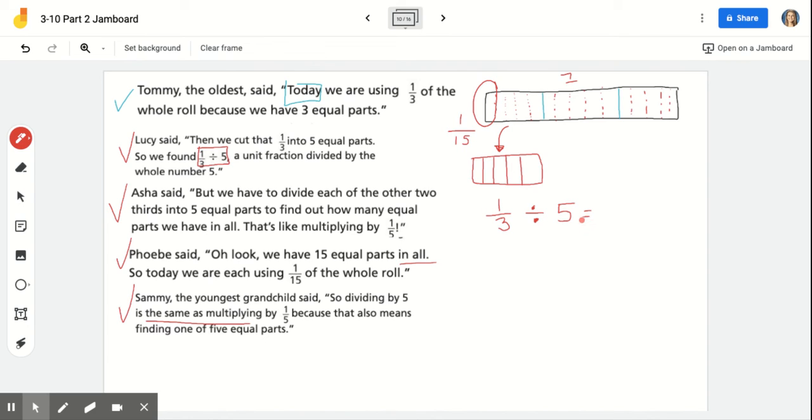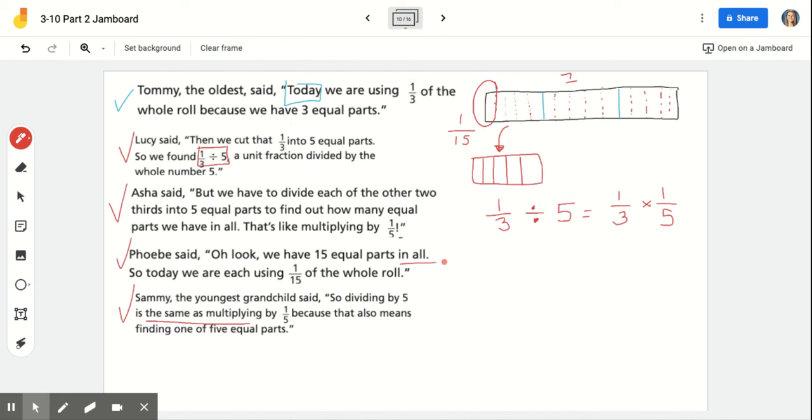And Sammy said that's the same as multiplication. How is it the same as multiplication? Well, we took a third and then we split our thirds up into 5 pieces. So 1/3, we split them up into unit fractions of 1/5 each. So we took 1/5 here, 1/5 here, 1/5 here, 1/5 here, 1/5 here. Each grandchild gets a fifth of a third of the whole roll. So our division sentence is 1/3 divided by 5, which is the same as 1/3 of 1/5, or 1/5 of 1/3, whatever way you look at it.